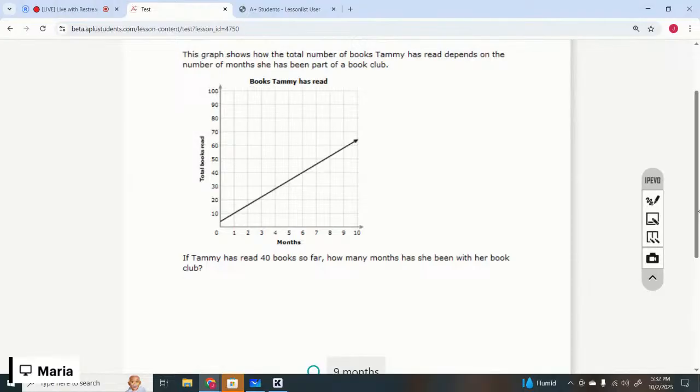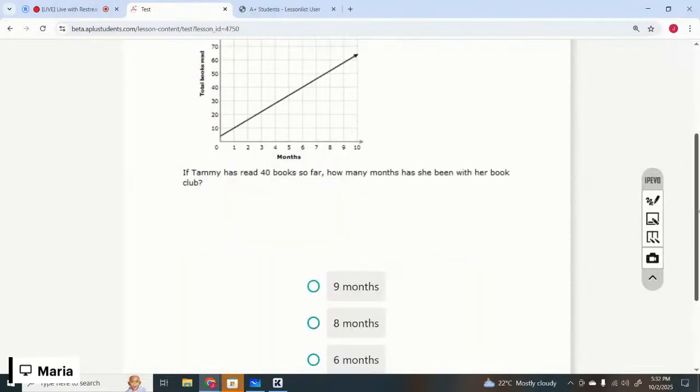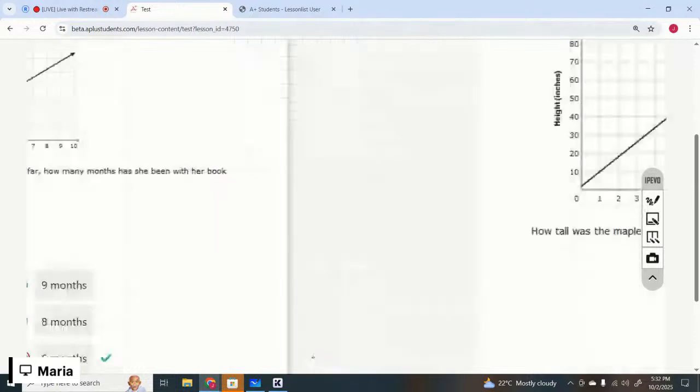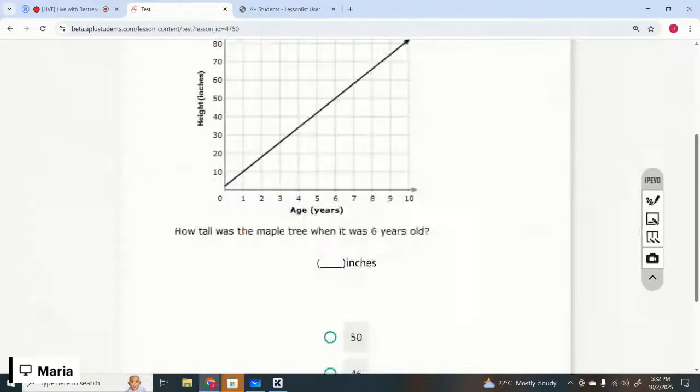40 books so far. So match 40 books, because books are on the y-axis, to the x, so that is 6 months. The correct option is 6 months.